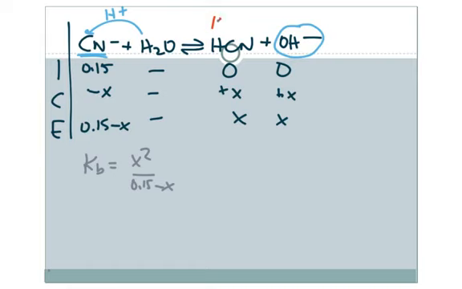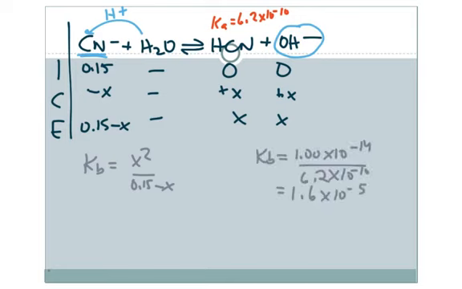Remember, we can look up our Ka of the conjugate acid, which is 6.2 times 10 to the negative 10, and we can solve for Kb. Let's do that off to the side. So our Kb, if we rearrange our Ka times Kb equals Kw, which is 1 times 10 to the negative 14, is 1.6 times 10 to the negative 5. So our equation then is 1.6 times 10 to the negative 5 equal to x squared over 0.15 minus x.